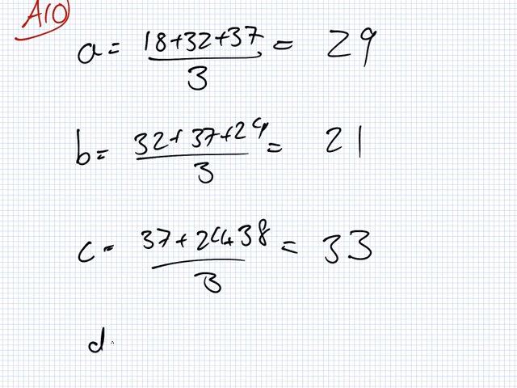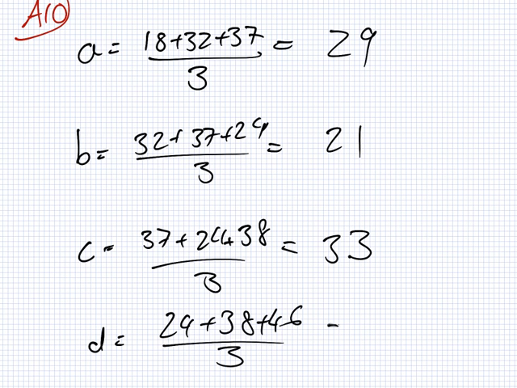Yeah. D is, well, why did they get you to do the same thing 4 times? 24 plus 38 plus 46 over 3, what is it? 36. How would you describe the sales? B plus 31. Oh my goodness, 32 plus 37 plus 24 divided by 3 is 31. Thank you. How would you describe the sales?